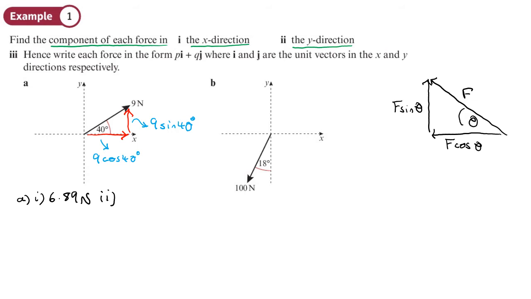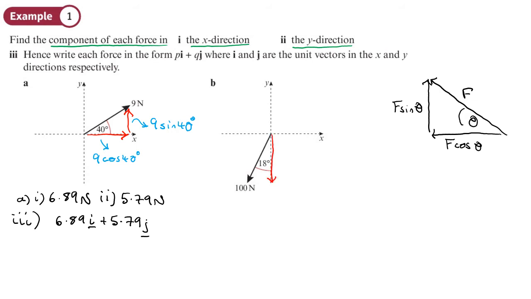9 sine 40. Now remember, we need to decide whether we need to put a plus or a minus in front of the answer, depending on whether that component of the force is going up or down. So that's going to be 5.785, so 5.79 newtons. And the third part of the question says write it in the form IJ. So all that's going to be is 6.89I plus 5.79J. Done.